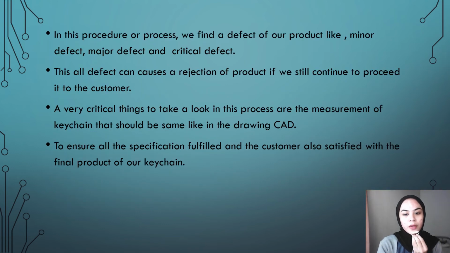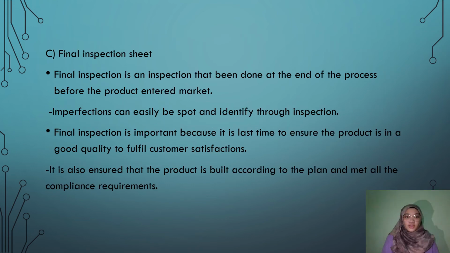In this process, we find defects of our product like minor defect, major defect, and critical defect. These defects can cause a rejection of the product if we still continue to proceed it to the customer. A very critical thing to look at in this process is the measurement of the keychain, which should be the same as in the CAD drawing. It is important to ensure all the specifications are fulfilled and the customer is also satisfied with the final product of our keychain.